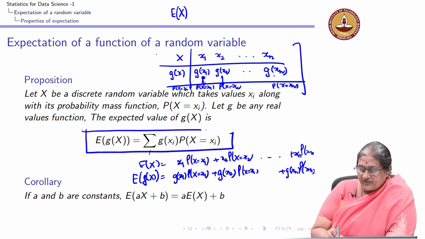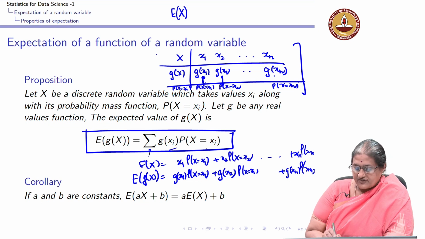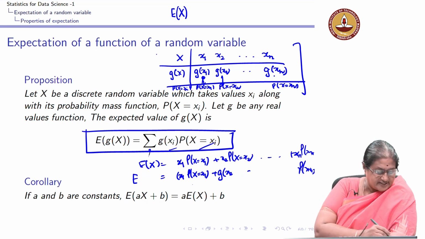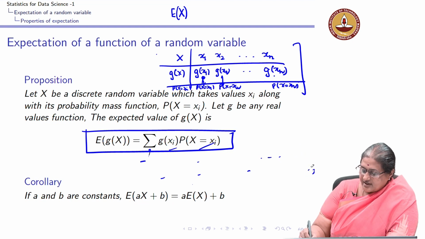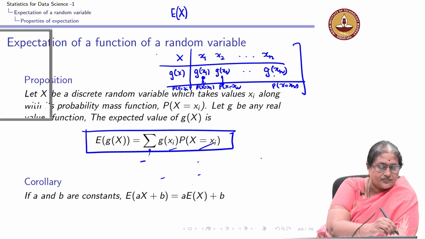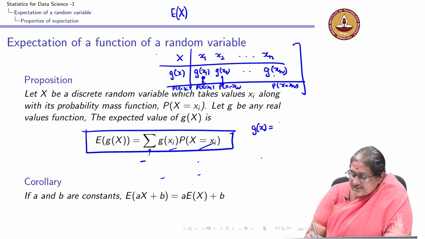And that is what is summarized here as the expected value of g of x, which is the summation over all values of x of g of xi into probability x equal to xi. As a natural corollary, suppose I have now g of x which is a constant times x.